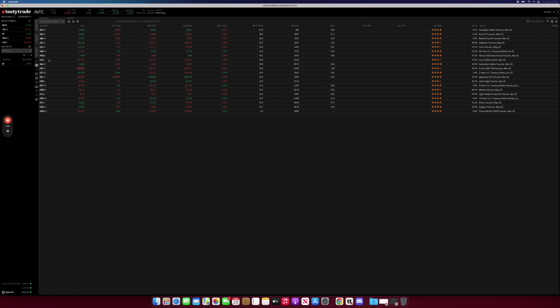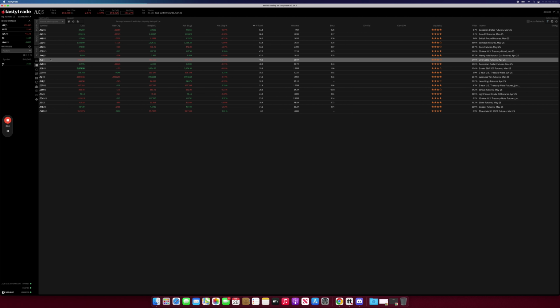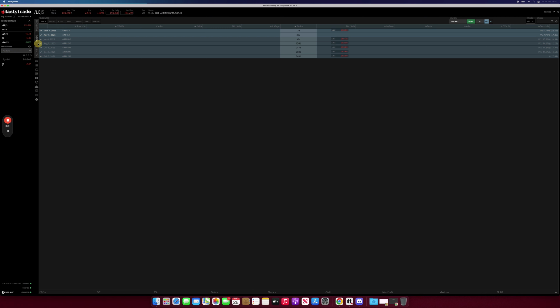We're going to have a look at LE, which is live cattle. It's trading at just over 193. It has an IV rank of 40.6, which is decent, it's respectable, and it has an absolute IV level of 17.6%. So we want to open up the trade tab, and you want to pick an expiration date.